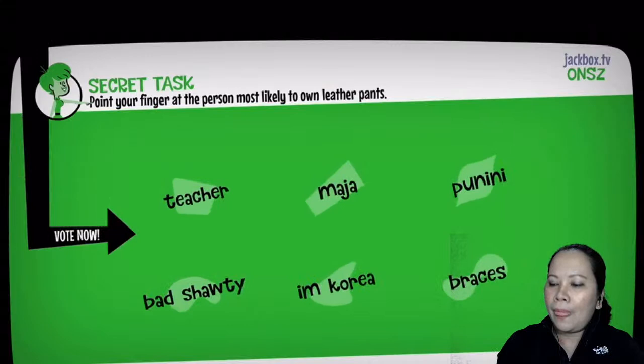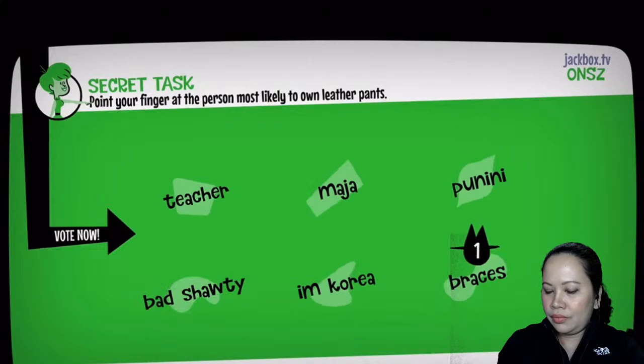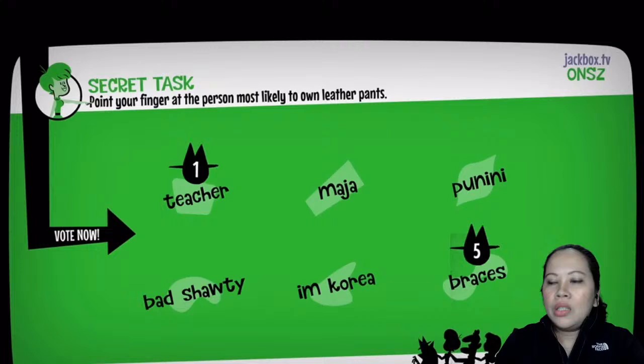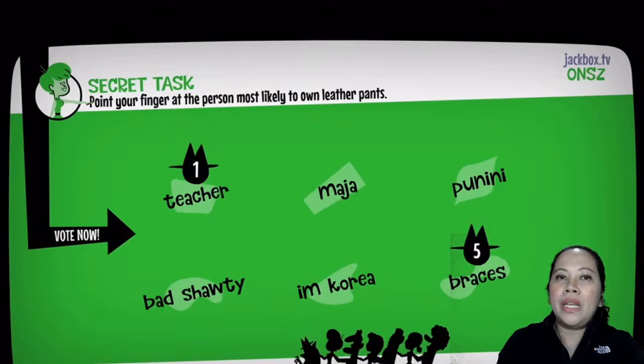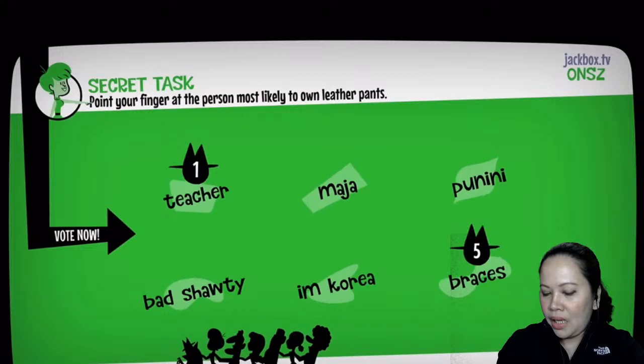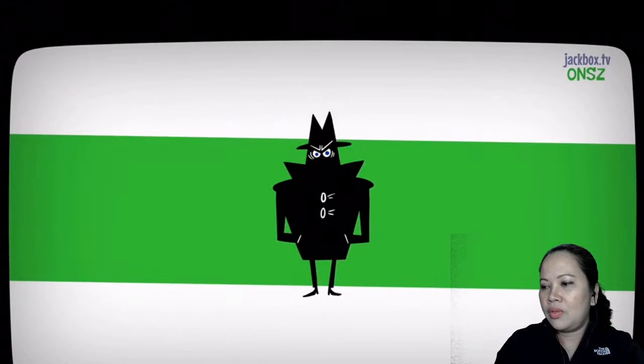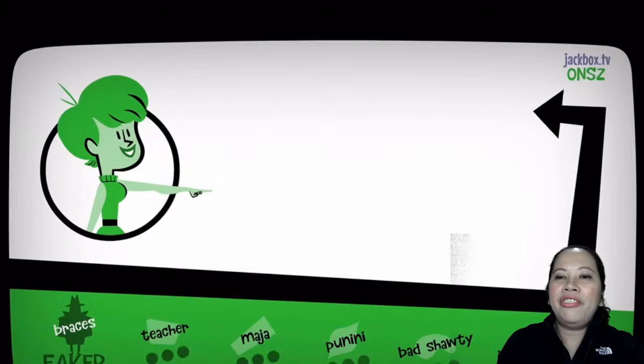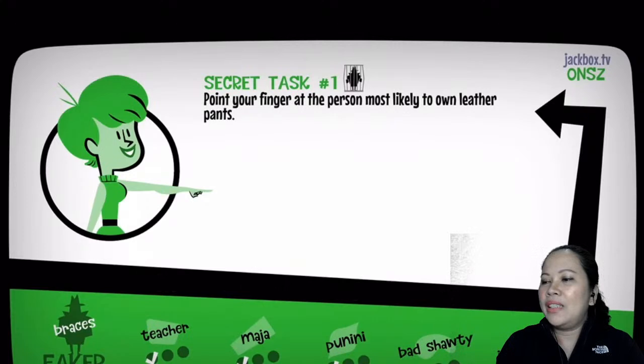Vote for the faker now. Don't forget, you get points for voting for the faker, even if everyone else is wrong. So whoever gets that secret task will be the faker. I think so. All the votes went to... You all caught the faker. Yay! So if we vote for exactly the same person, then that person is the faker.